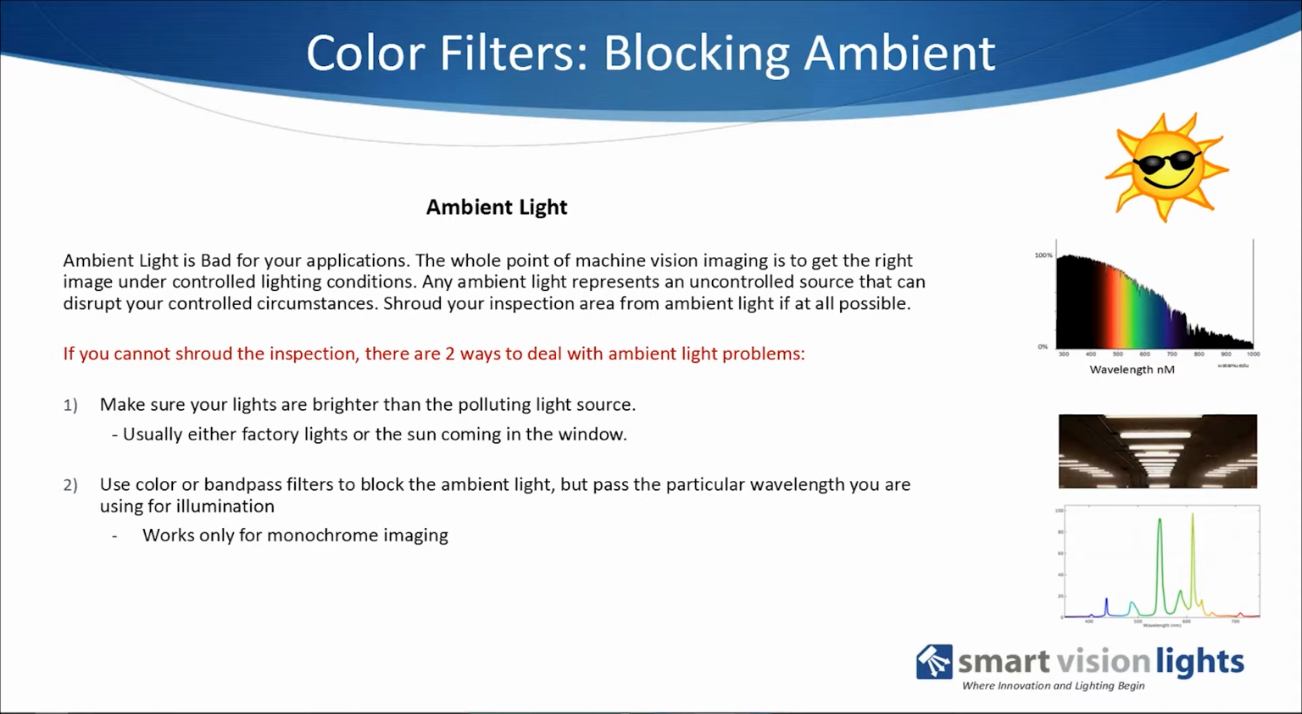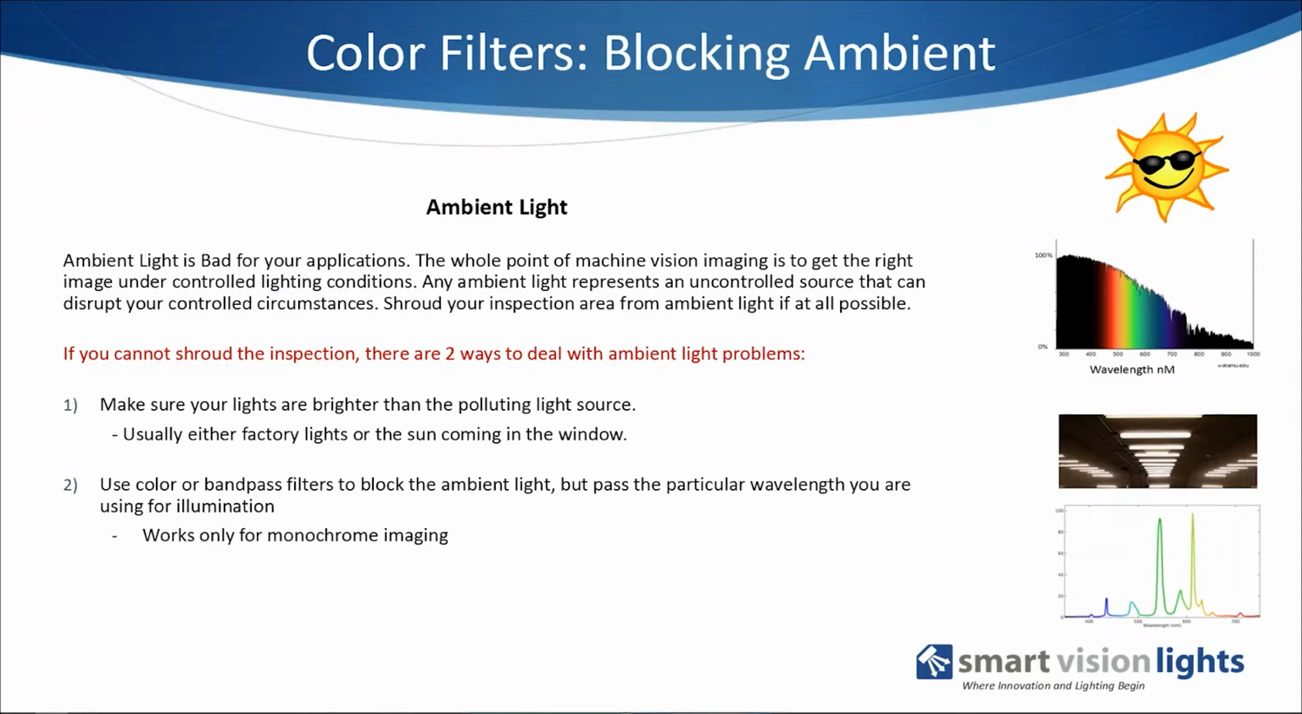So you don't want the ambient light because it's providing an offset. You can get glare from it. You can get shading. One edge of your image can become very bright. It can offset your color, upset color measurements. There's a lot of bad things that happen just from having uncontrolled lighting. So the best case, of course, is to shroud your inspection from ambient light if at all possible and just block it. But that's not possible in all cases.